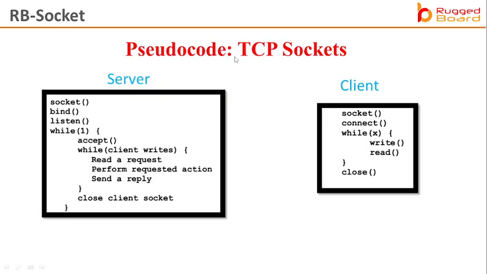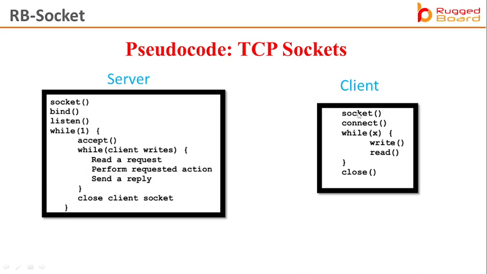This is the pseudocode of the TCP socket. We have a socket system call, then binding and listening, and then we move into an infinite while loop. The accept system call is a blocking system call, so it blocks there, waiting for the client. Once the client is connected, according to the request it sends a reply, then closes the client socket, and again goes to the accept system call and waits for the next client.